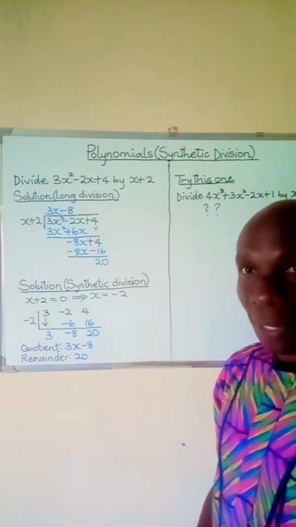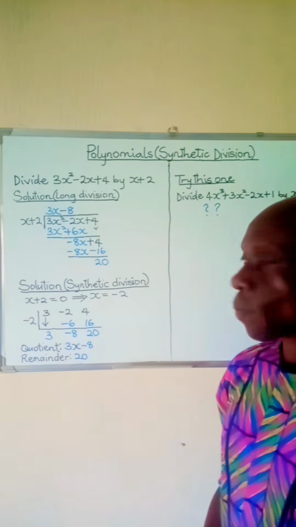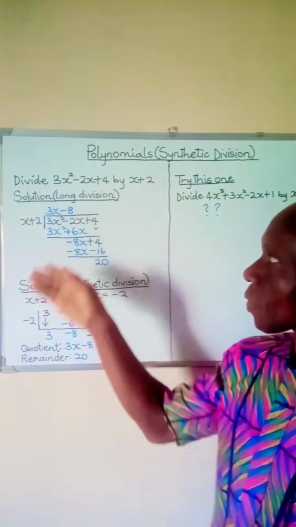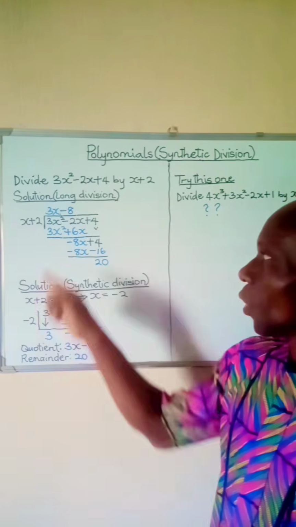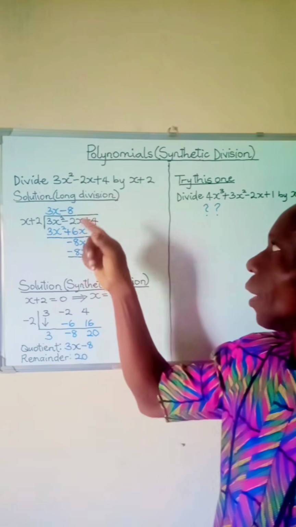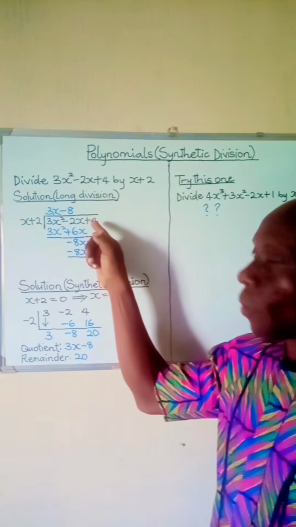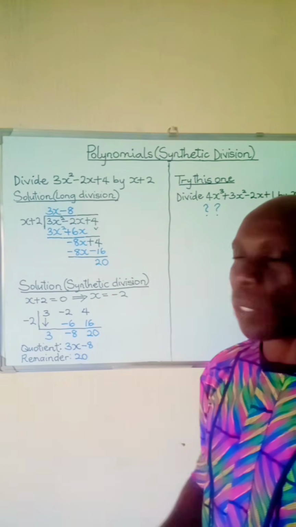3x squared minus 2x plus 4, a quadratic dividend, while the divisor is a linear expression, x plus 2. We are expected to divide that. So first, we would use the method of long division, which most of us are familiar with. We draw a symbol, and then we bring in the dividend, in this case 3x squared minus 2x plus 4, and then the divisor is outside, x plus 2. So how do we do it?